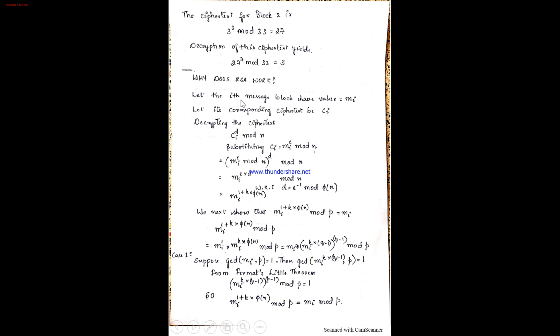Okay, as we all know, the given message will be divided into blocks. So I'll consider some ith message block, and we'll name it mi. Next we'll consider its corresponding ciphertext ci. Decrypting the message: ci raised to d mod n. Substituting for ci, it is mi to the power of e mod n, all raised to d mod n.